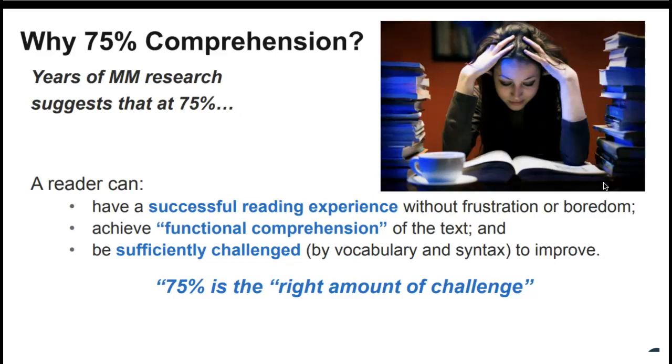So what we call it is the functional comprehension. You can get through that text successfully and be sufficiently challenged with a handful of some new vocabulary and some sentence lengths, and it's going to help you improve your reading without knocking you down and having you shut the book because you don't get what's going on. So 75% is the right amount, and that's where I want you to be in this unit.